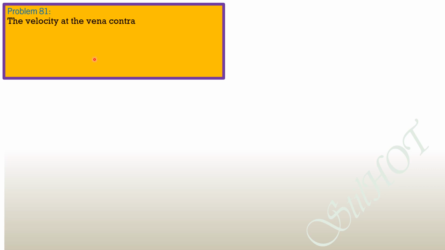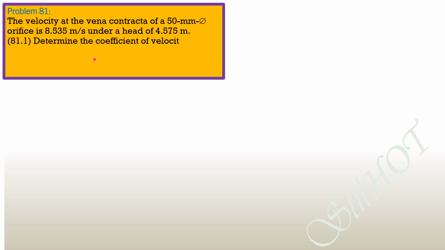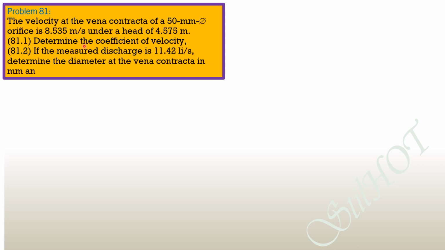Problem 81. The velocity at the vena contracta of a 50 millimeter diameter orifice is 8.535 meters per second under a head of 4.575 meters. So part 1, 81.1, determine the coefficient of velocity. Then part 2, if the measured discharge is 11.42 liters per second, determine the diameter at the vena contracta in mm and the coefficient of discharge.